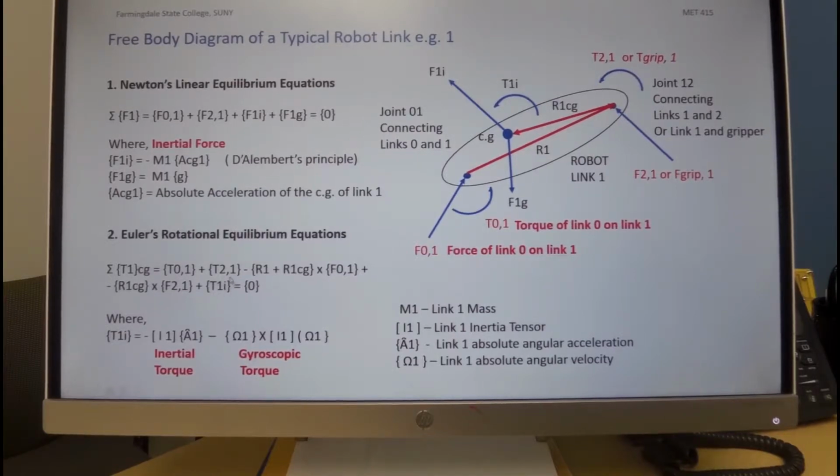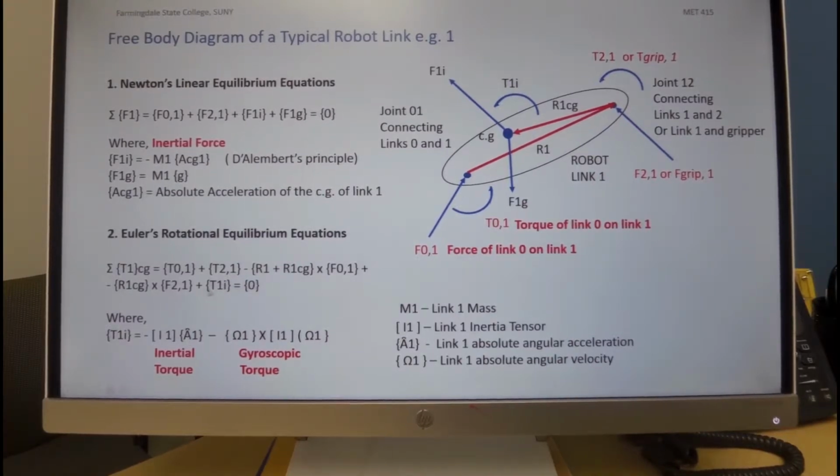Now, the inertial torque has two components. The inertial torque basically is the rate of change in time of the angular momentum. The angular momentum equals the moment of inertia times the angular velocity. So if we take the derivative of this expression, the first term will be the moment of inertia times the acceleration, and this term is over here. Moment of inertia, I of link 1, times the absolute angular acceleration of this link is equal to the inertial torque, as we usually know it.